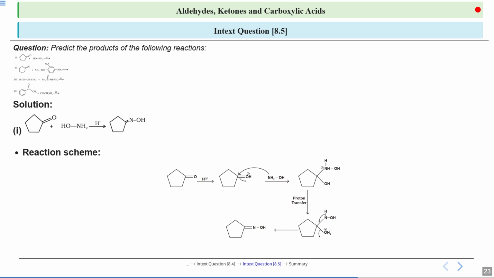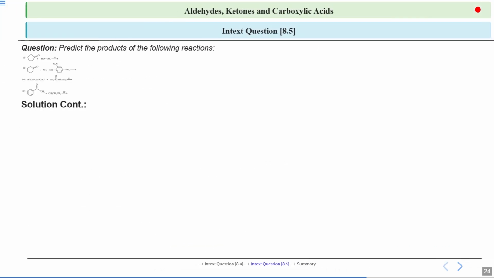Finally, deprotonation will take place and you will get a neutral molecule, which is an oxime. Through the proton transfer, the intermediate rearranges and finally you get an oxime as the final product. So this is a very classical method of converting ketones to oximes.